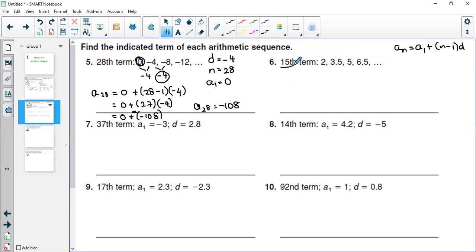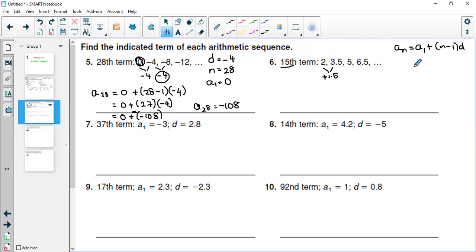So here you need to find the 15th term in this sequence. Of course, you have to find the difference between both of them. To find the difference, you will subtract 3.5 from 2. So you will get an addition of 1.5 because the pattern is increasing, if you notice. So it's plus 1.5. If you are not sure, check with the other numbers as well. Subtract 5 from 3.5, you will get 1.5. So it's an addition of 1.5.